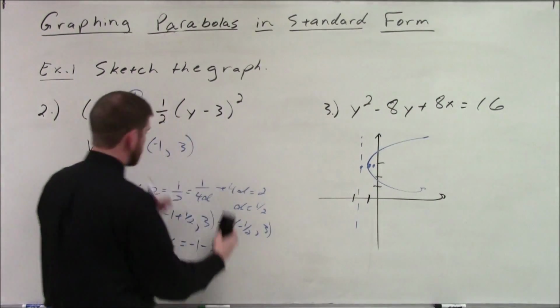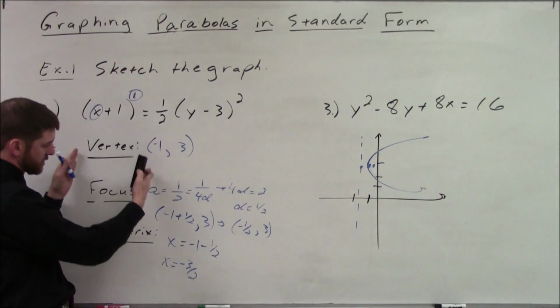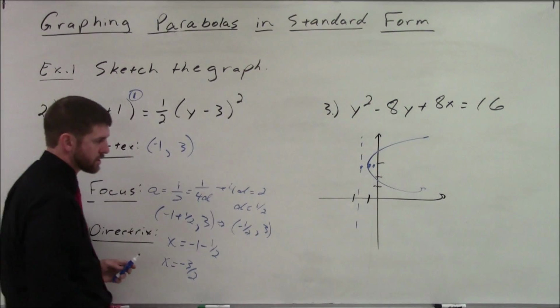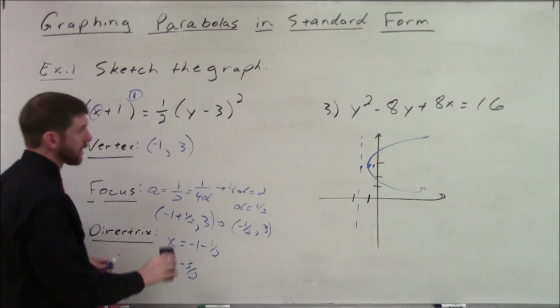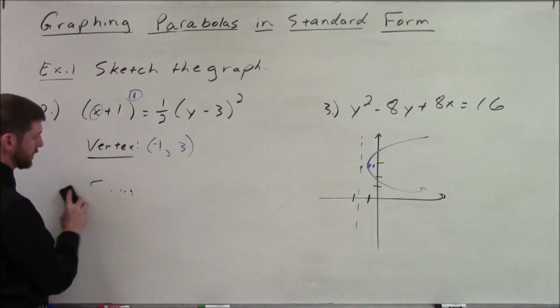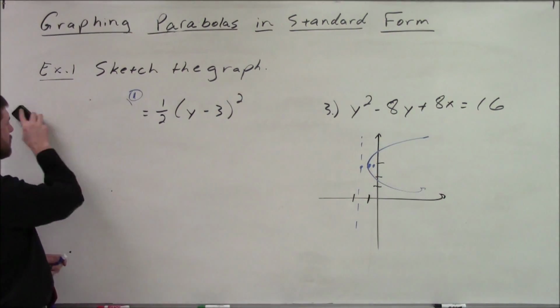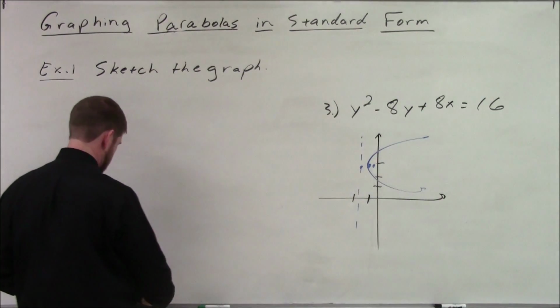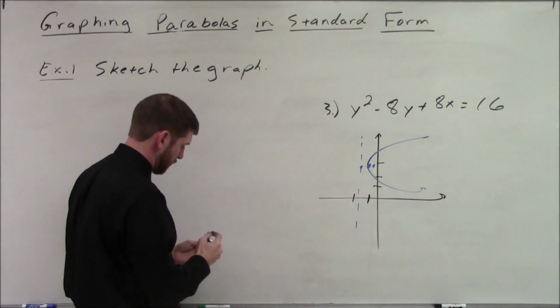clearly marked. And then you just make a list with your actual, this is vertex, this is focus, this is directrix. We don't have to cram it all on there. Now, number 3 over there is one that's not written in standard form. So let's do that one together and get it into standard form and then go through and graph it.